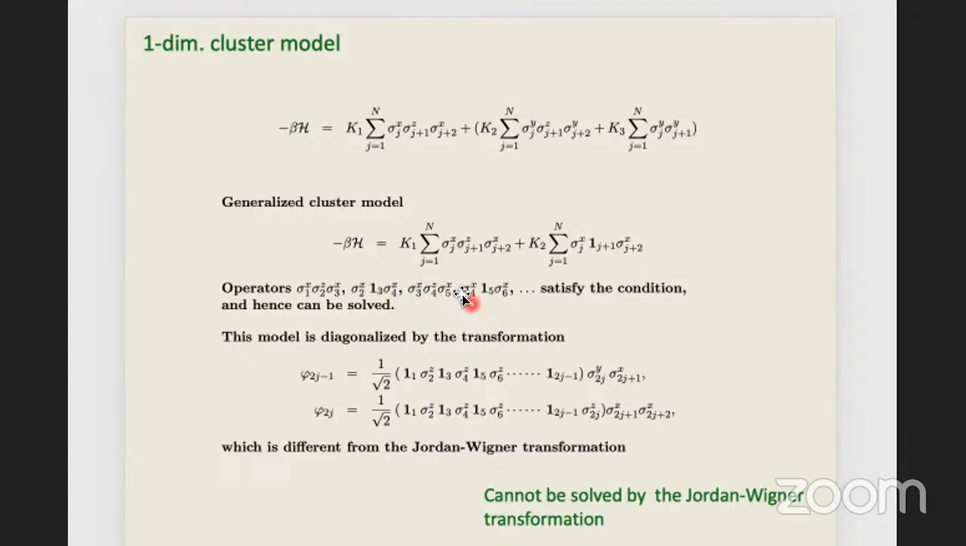So this model can be solved by our new formula. The transformation is automatically obtained from the Hamiltonian. The transformation that diagonalizes this model is shown here. This transformation is somewhat complicated and clearly different from the Jordan-Wigner transformation, but it diagonalizes this Hamiltonian.